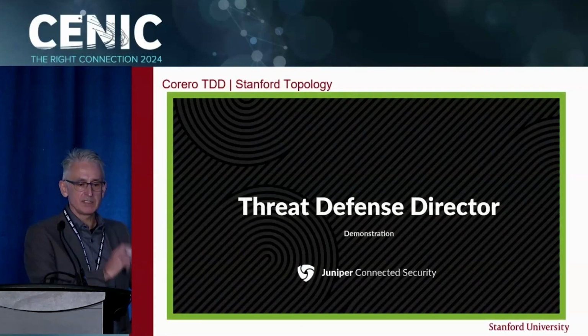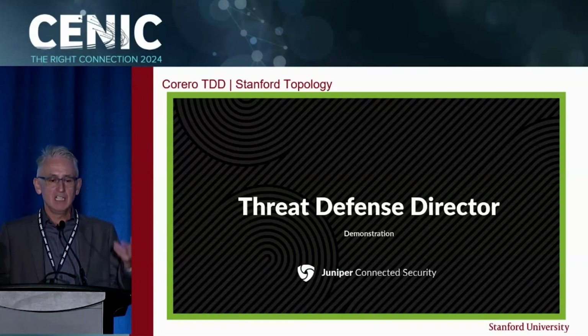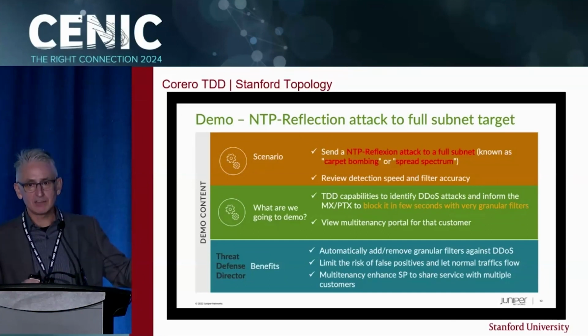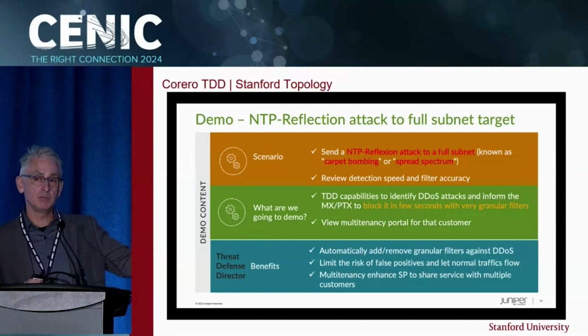Okay, we're going to watch a second movie here, which is a demo. This is an NTP reflection attack that's going to be done as a carpet bombing network to an entire subnet, a spread spectrum. We're going to see it identify the attack within seconds, block it using a subnet rule, and then it's going to move to specific IP blocks as well.